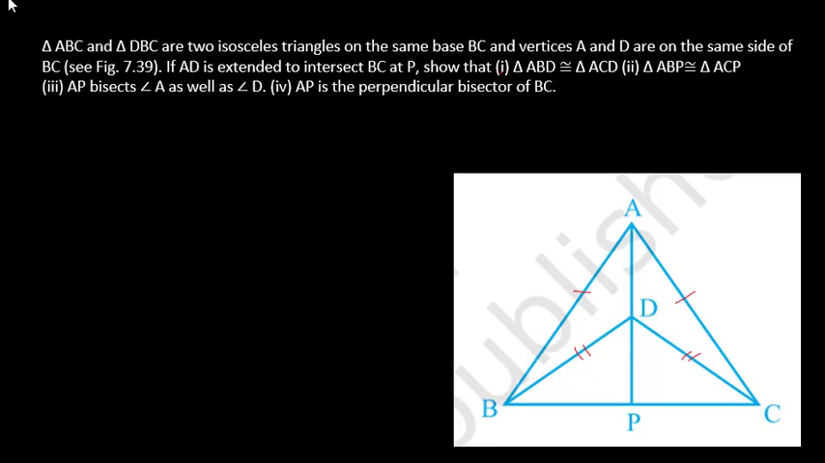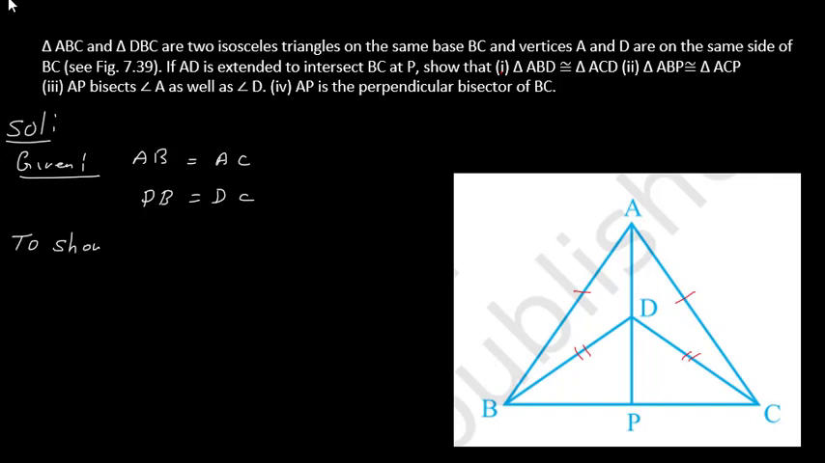In the solution, we first write the given. So I will say that it is given that AB is equal to AC and DB equal to DC, and then to show, so in to show you write all these 4 points. Okay, we directly start the solution.